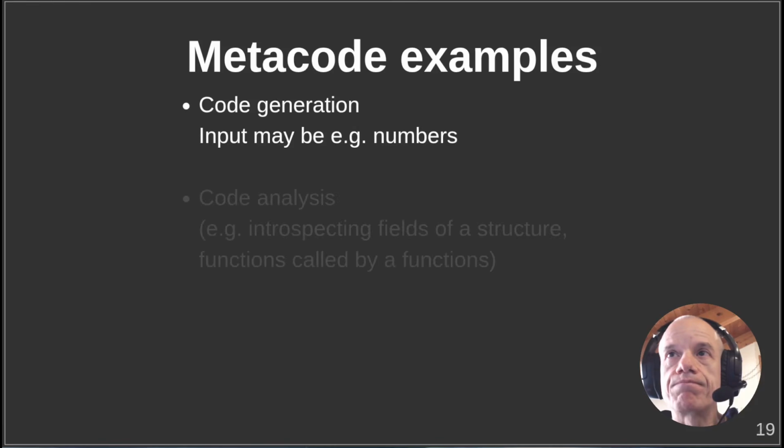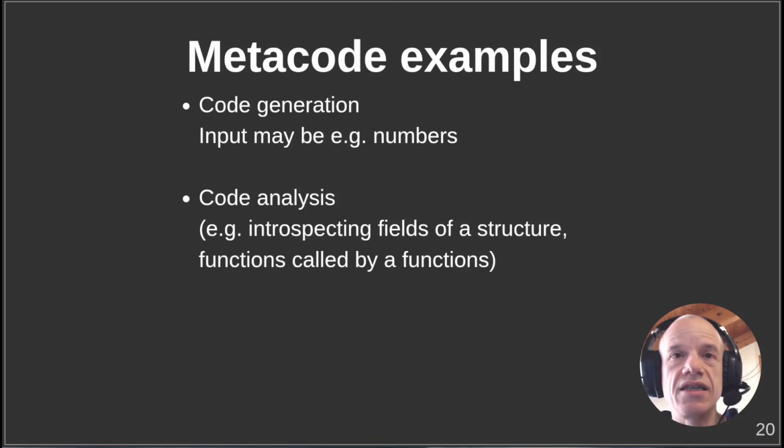And another case is the opposite, where we have an input that is code, and we want to analyze it. And maybe the output is not code at all. For example, we want to introspect the fields and compute something about those fields. I want to get the list of functions called by a specific function or something like that. So in this case, code is input, and the output is something else.